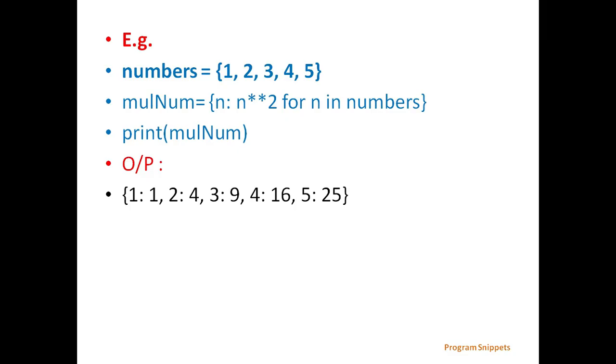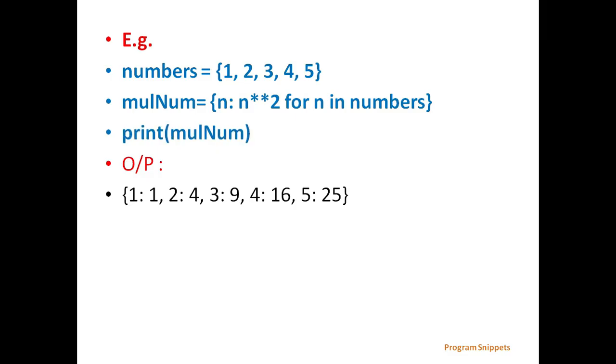the dictionary. For example, we have defined a list with values 1, 2, 3, 4, 5 and we will create a new dictionary with n square for n in numbers. When we execute, it will give the output. For first key it will print 1, for second key it will print 4, for third key it will print 9, for fourth key it will print 16 and for fifth key it will give the value 25.